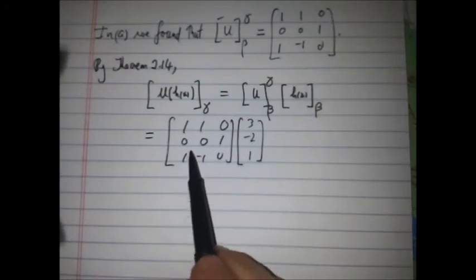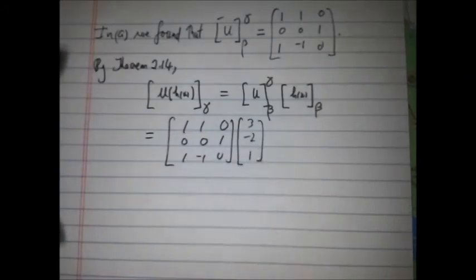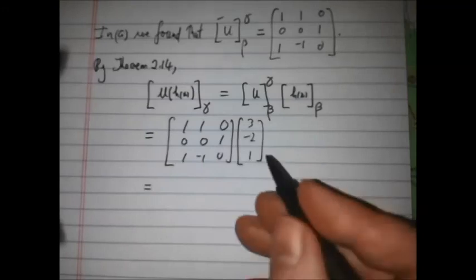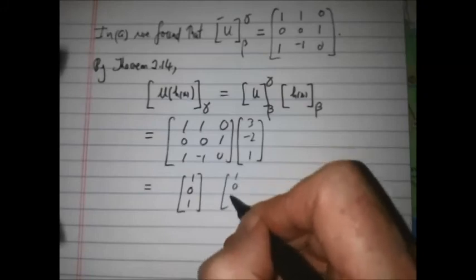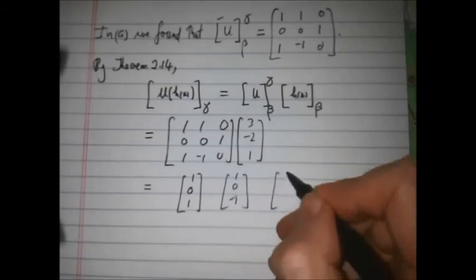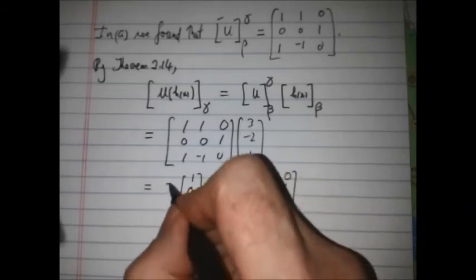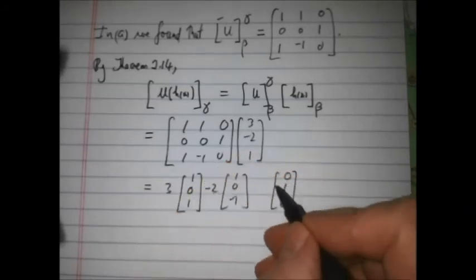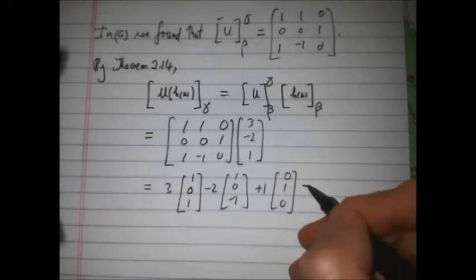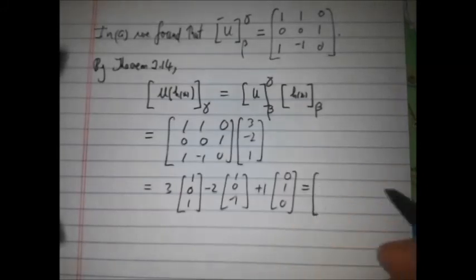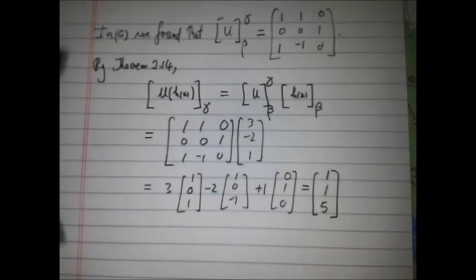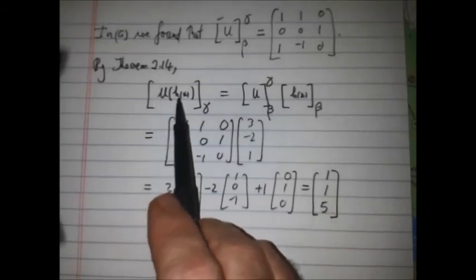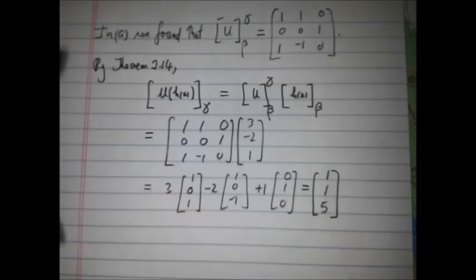So we need to multiply this 3 by 3 matrix by this column vector. One way to calculate that is to notice this is a linear combination of the columns. So we write down the columns, and the linear combination is just 3 times the first one, minus 2 times the second, plus 1 times the third. And that means our vector is (1, 1, 5). So the coordinate vector of U of h of x relative to gamma is (1, 1, 5).